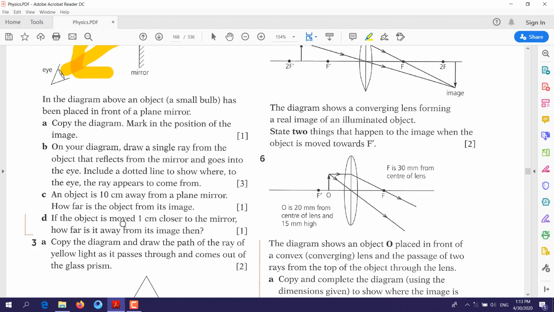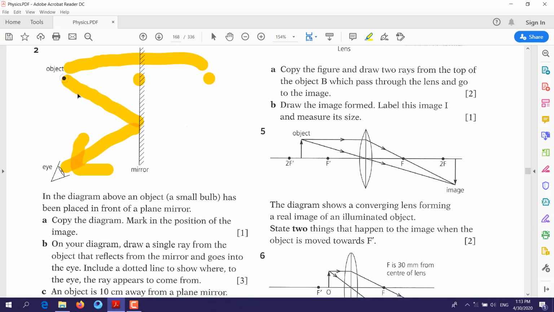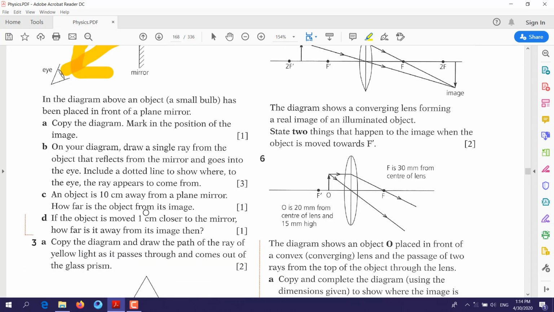D. If the object is moved 1 centimeter closer to the mirror, how far is it away from its image then? Again, let's say here it's 10. If it was 10, the total distance is 20. Now if we minus 1, here it will be 9, so also here it will be 9. So the answer will be 18 centimeters.